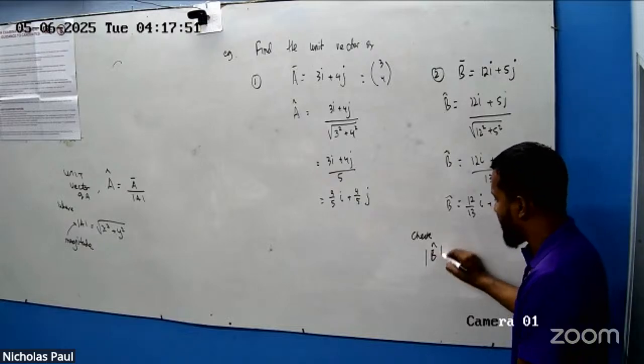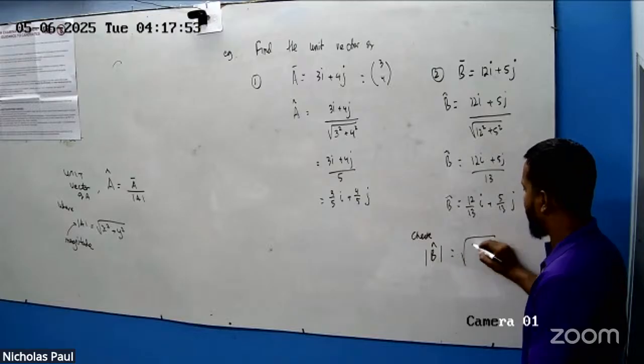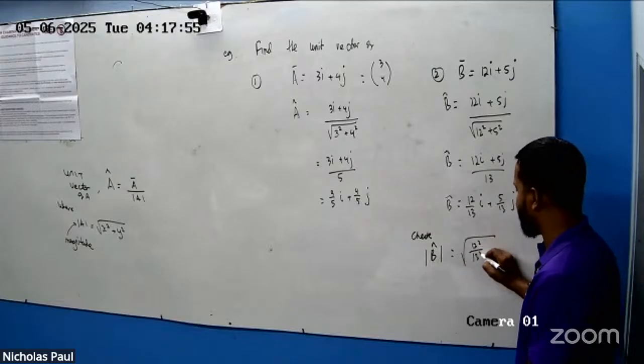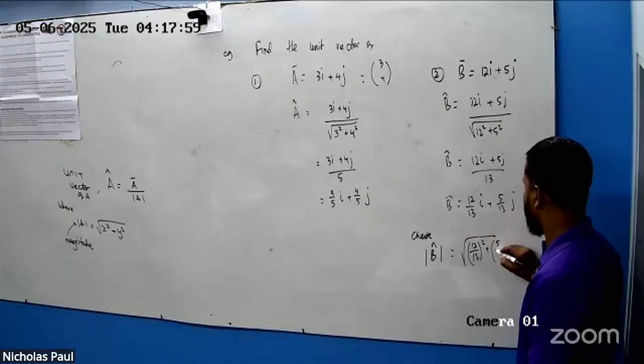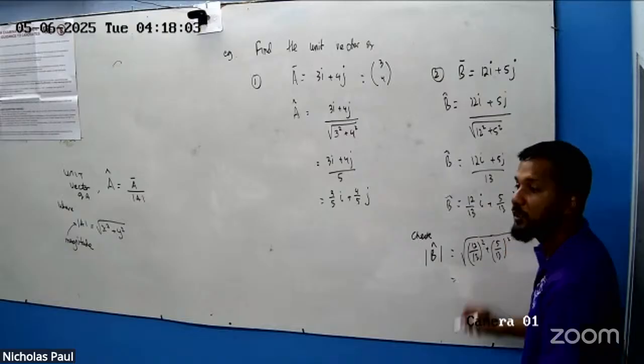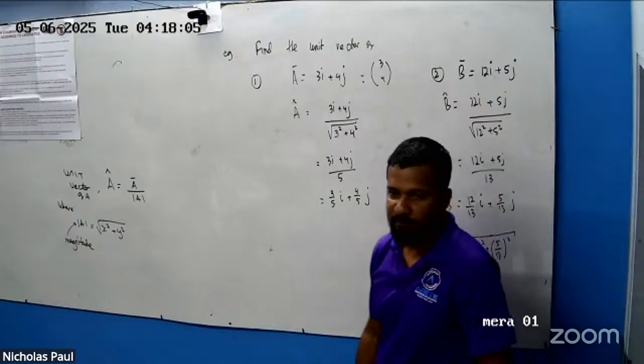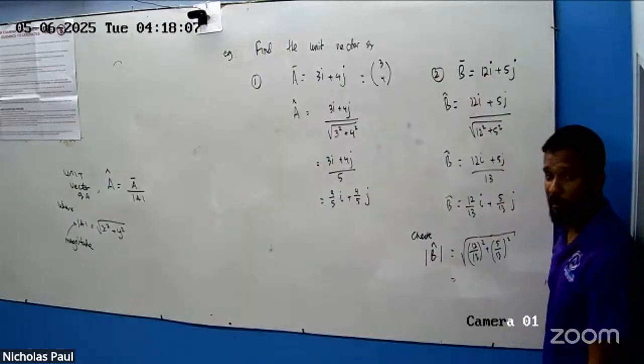Let's just check the magnitude of B. Square root of 12 on 13 squared plus 5 on 13 squared. Checking the calculator. Come on, what do you get?